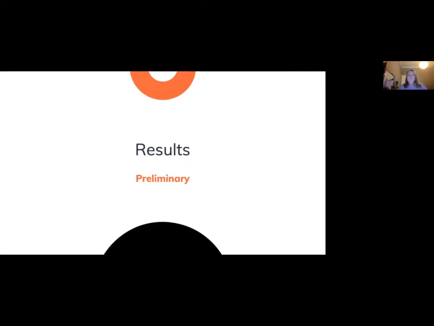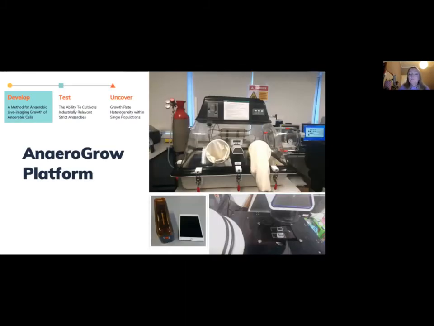So just to give some of the results. So this is the platform. So we tentatively called it the Anaerogrow platform. So this is taking an anaerobic incubator system, which is capable of going to 37 degrees, embedded with an automated microscope, microfluidic pumps, and microfluidic devices can then be mounted onto the microscope, which is controlled using a computer outside of the chamber.